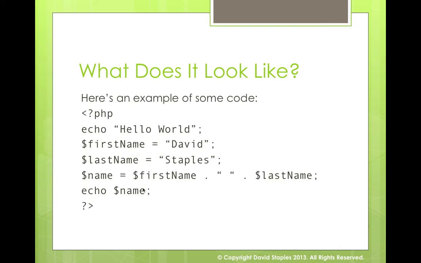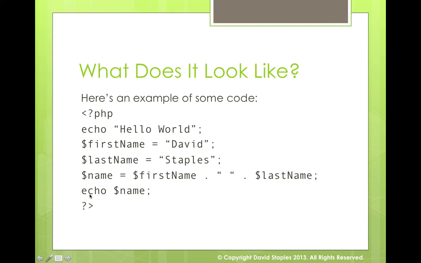So if I had just the set of quotes here, so instead of saying first name, I could put quotes and then David, and then end the quotes, and then a dot, and then I could open my quotes and then a space there. Of course, that would really be kind of unnecessary, but you could do it. And then, of course, I could put the dot and then either the variable last name, or I could just put another set of quotes with the word Staples in between, or at the end.